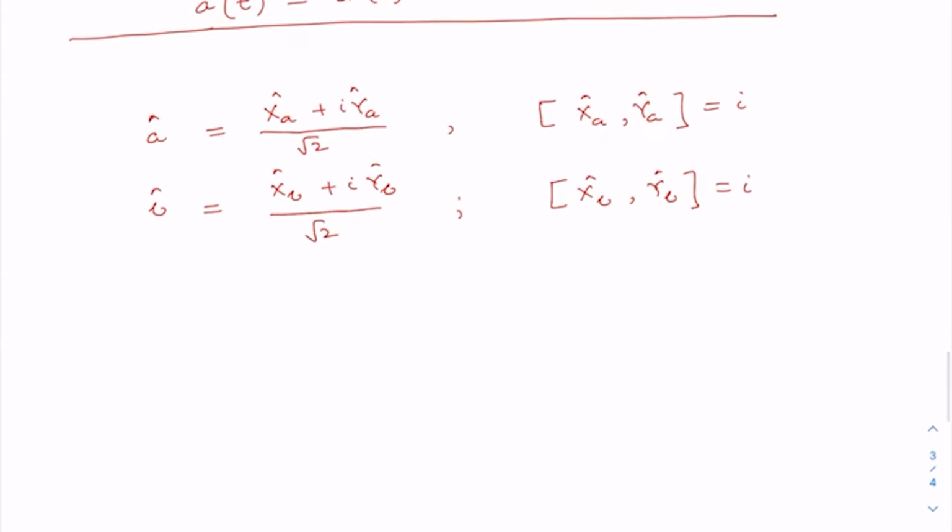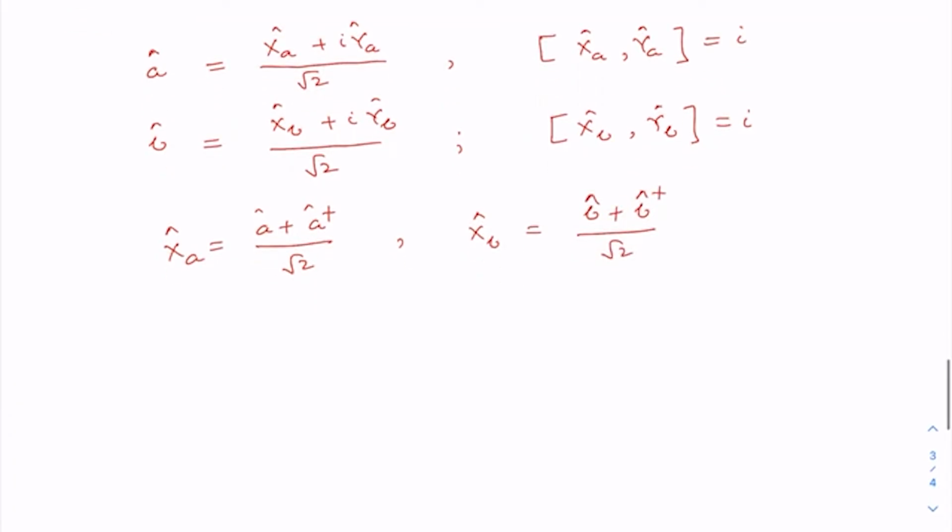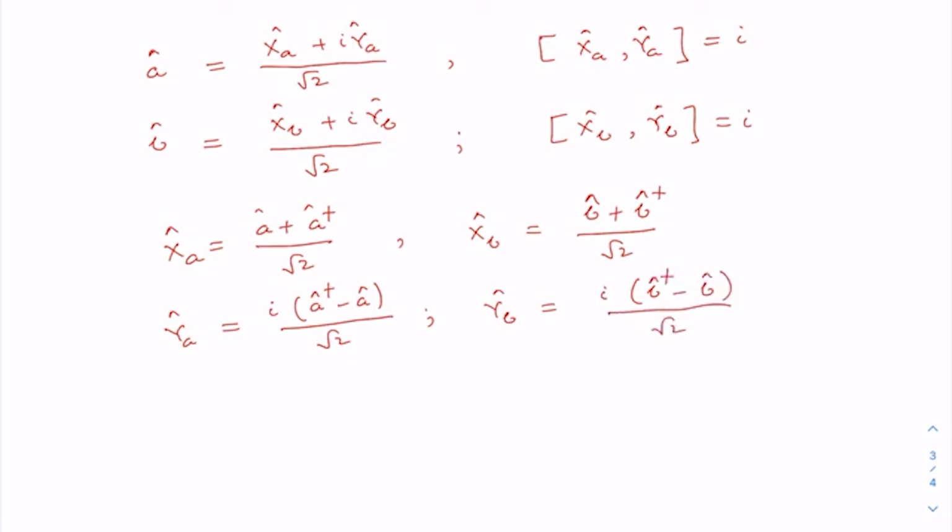From it we can write xa is equal to a plus a dagger by root 2, all these are operators, and xb is equal to b plus b dagger by root 2, while the quadrature ya is equal to i into a dagger minus a by root 2, and yb is equal to i into b dagger minus b by root 2.